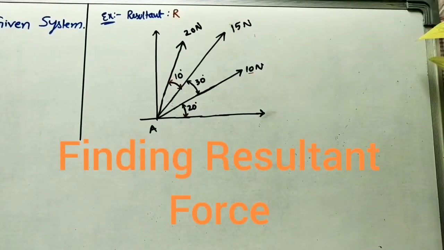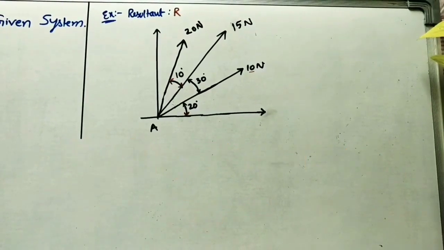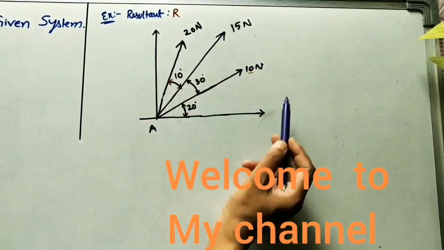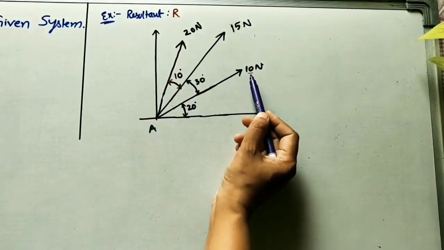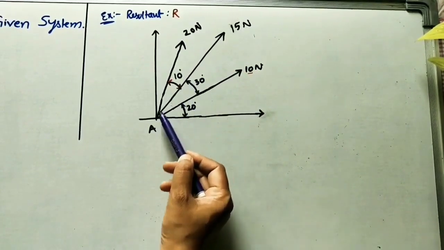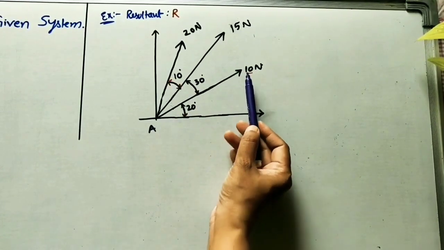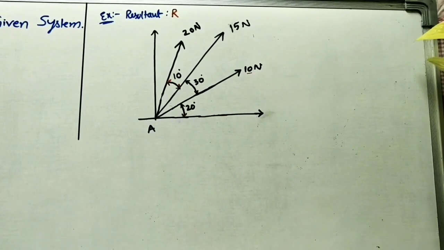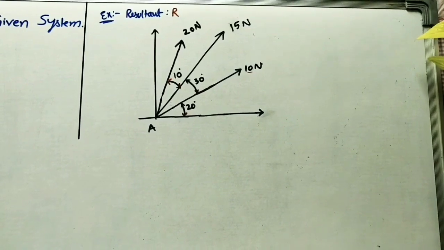Today's class we will find how to find the resultant force of a given force system. Here in this system, some forces are acting: 10 newtons, 15 newtons, 20 newtons. All are acting at the same point. Our line of action of all the forces is at the same point, that is A. So we can call this system a concurrent force system.